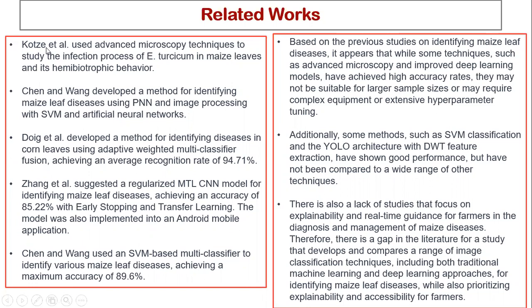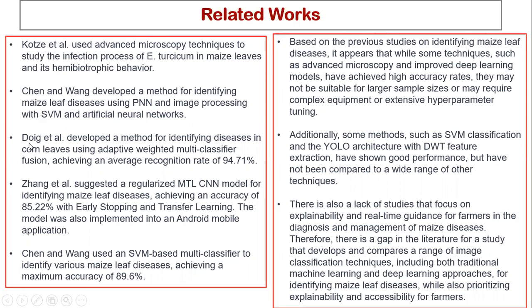And his research team used an advanced microscopy technique to study the infection process of E. tertium in maize leaves and its hemibiotrophic behavior. And also, Chen and Wang developed a method for identifying maize leaf diseases using the PNN and image processing with the SVM and artificial neurons.